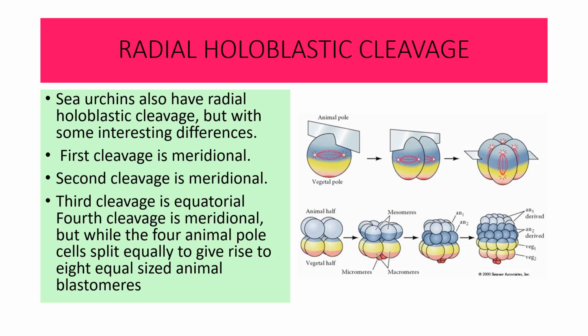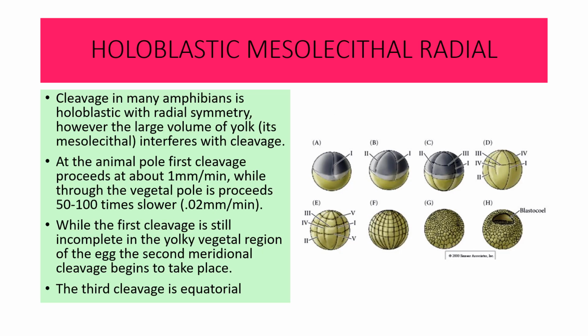Then coming to the next, holoblastic mesolecithal radial cleavage. That is in the case of amphibians. See here, the first cleavage is there. Before the finish of the first cleavage, the second cleavage initiates, right? So before the completion of the second cleavage, the third cleavage initiates. When the third cleavage initiates, it forms upper micromeres and lower macromeres, right?